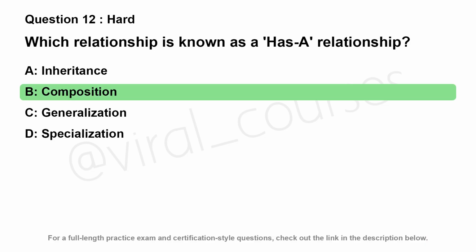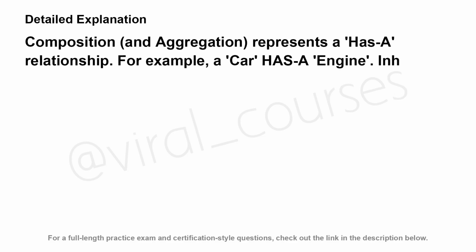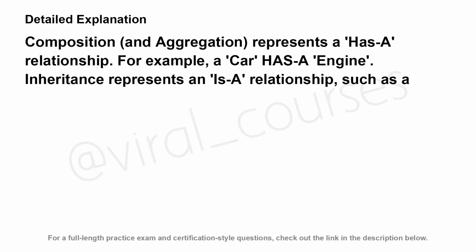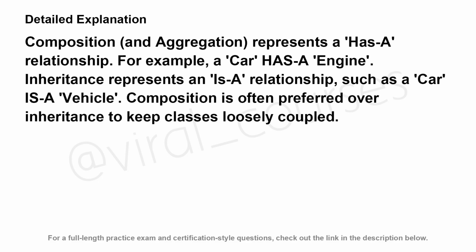The correct answer is B. Composition and aggregation represent a has-a relationship. For example, a car has an engine. Inheritance represents an is-a relationship, such as a car is a vehicle. Composition is often preferred over inheritance to keep classes loosely coupled.